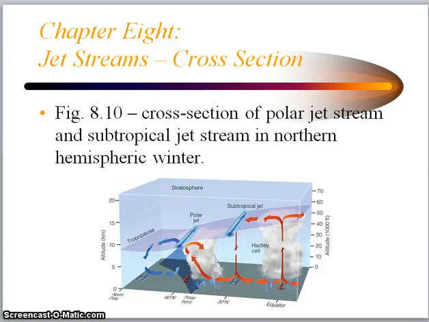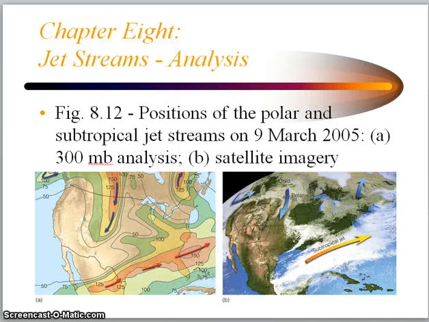Here's a little bit of a cross-section of the jet streams in the northern hemisphere, stretching from the equator to the North Pole. In northern hemispheric winter, you can see the subtropical jet stream is located at a higher altitude because you have to go higher up at lower latitudes to find the tropopause, as we learned in Chapter 1. The polar jet stream is at a lower altitude because the tropopause is at a lower altitude the farther north you go toward the North Pole.